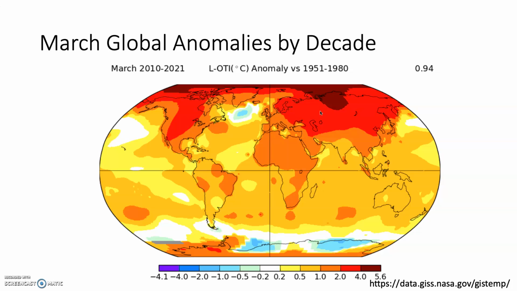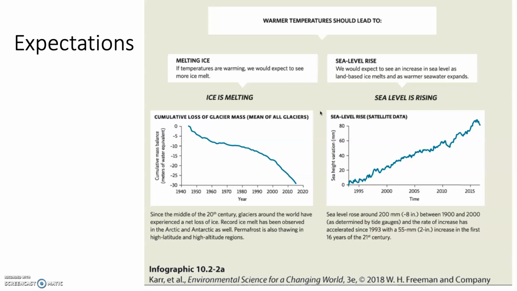And what we have seen within climate change are some relative expectations. This is an infographic from your book. So if we have warmer temperatures, then ice is going to melt, which we observe here, right? This is looking at the cumulative loss of glacier mass, or the mean of all glaciers. You see a very, very stark decrease in that. With melting ice, we would also expect to see sea levels increasing, which is exactly what we see here as well. And this is from satellite data.